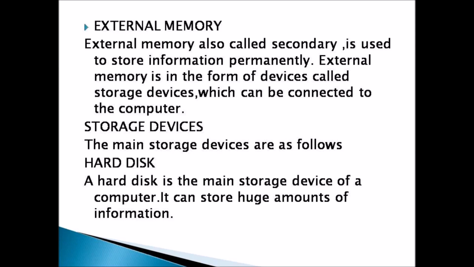Okay, children, we are going to see about those storage devices. The main storage devices are as follows. The first one is hard disk. Hard disk is the main storage device of a computer, children. It can store a huge amount of information. Where is it fixed? It is fixed inside the CPU box. External hard disks, which are smaller in size, are also available. These can be carried along with you also, children.